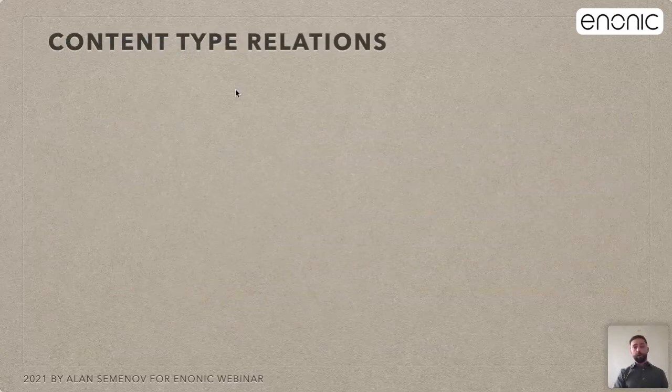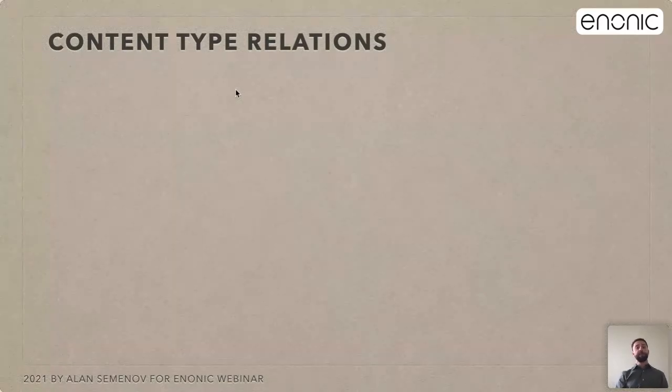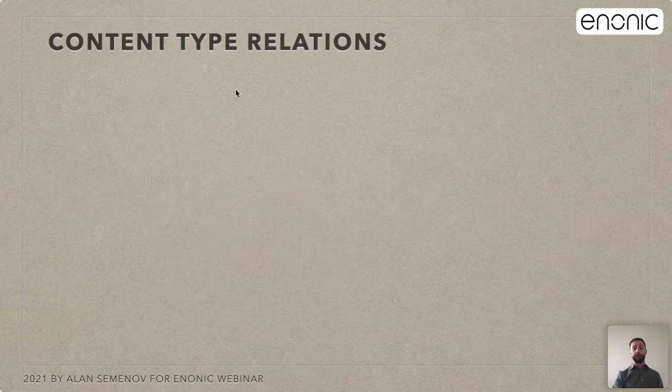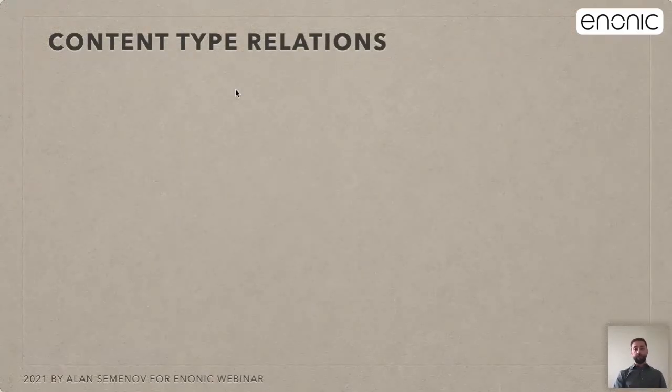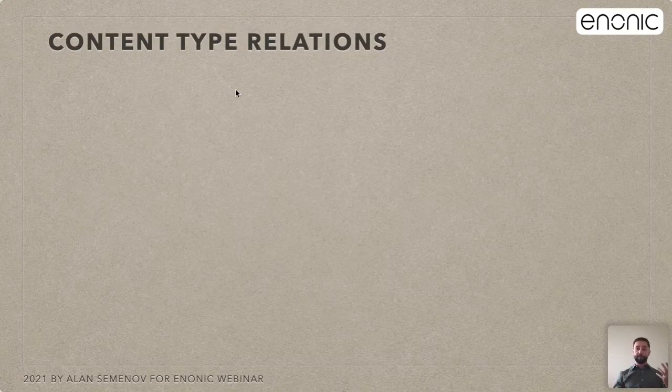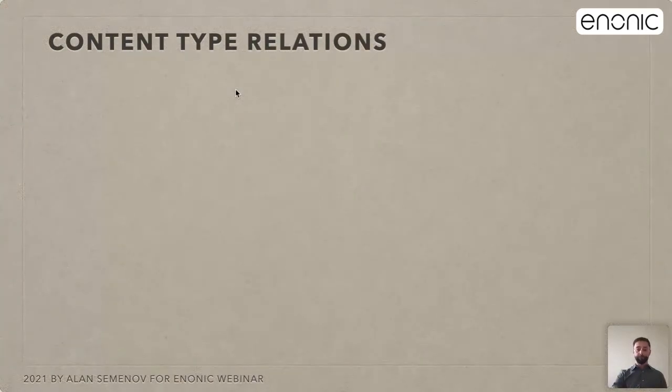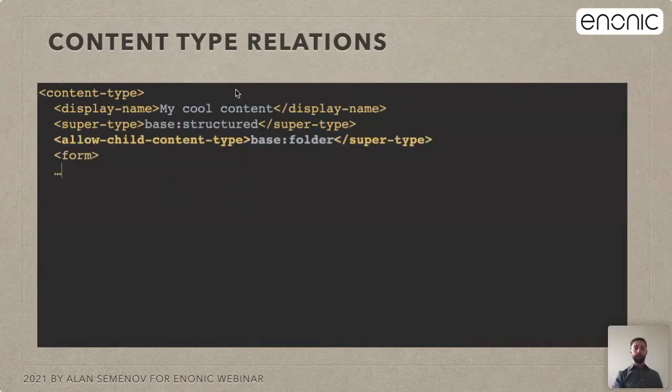Moving on to more complex changes, content type relations. You've asked for it, and we have delivered. Finally, you can build parent-to-child relations between content types, which means that you can, for example, configure content type A to be parent only of content types B and C. Right? Here is an example. Note the new property called allow child content type, where you can specify the allowed child content type.